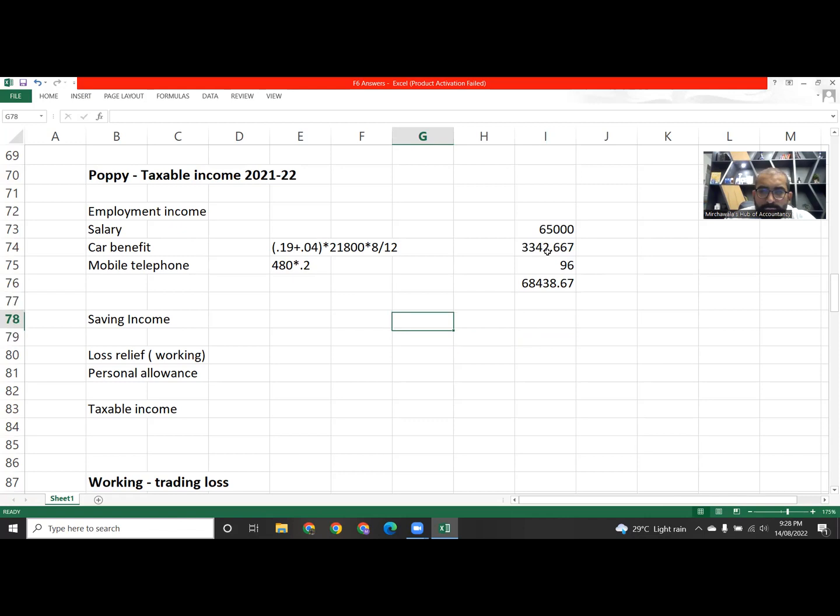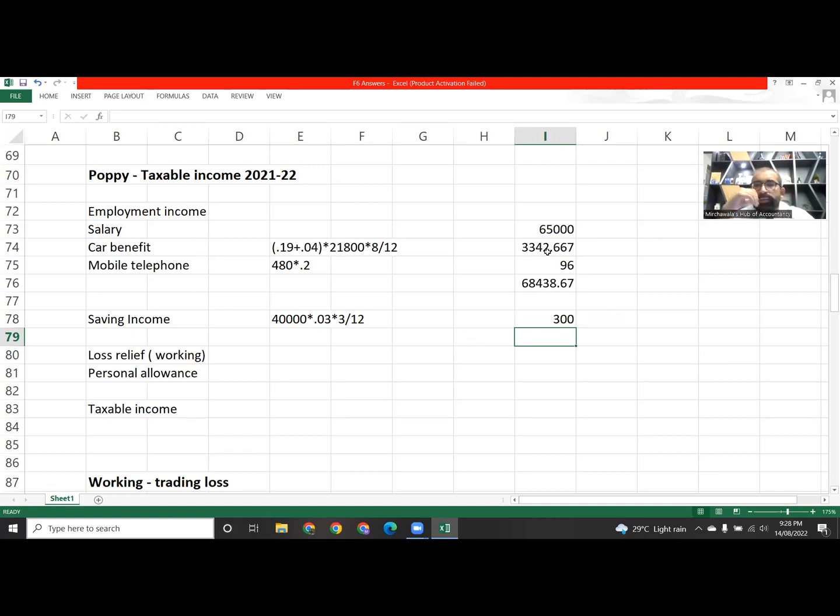Now what about savings income? Remember the rules, only 3 months interest is relevant. 40,000 times 0.033% was the rate times 3 divided by 12. There you go, 300.